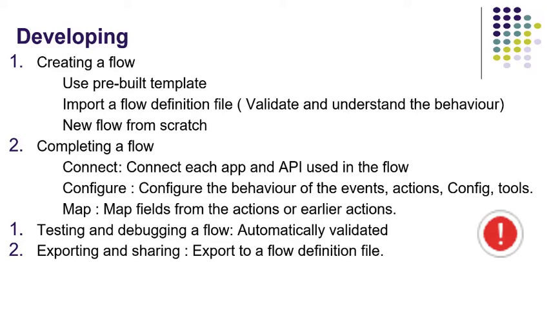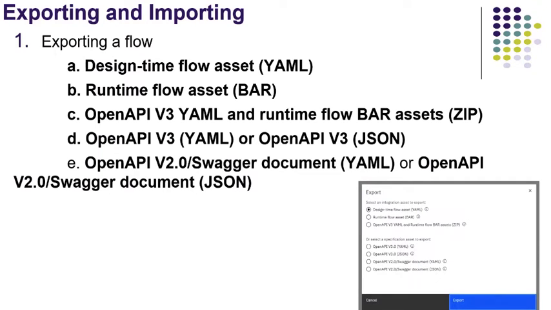You can also export a flow definition file and import it into another instance of your App Connect. So you can export, and also share your flows with other members. That can also be done, and that is nothing but your development. So how do you export and import your flows?